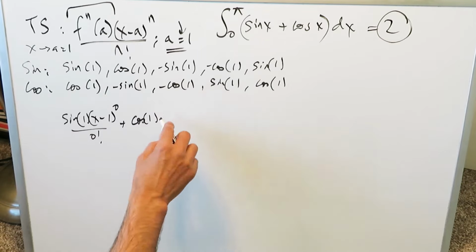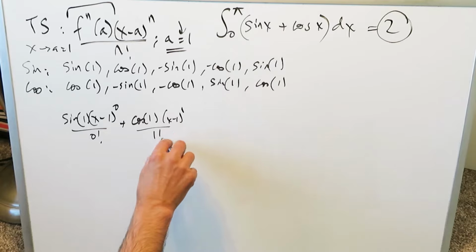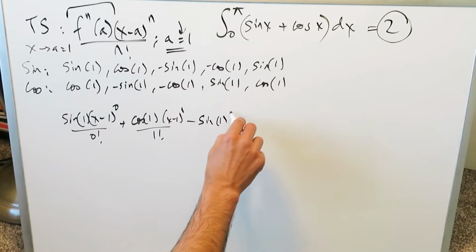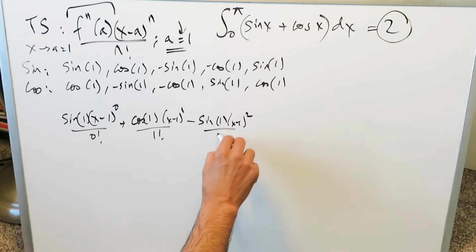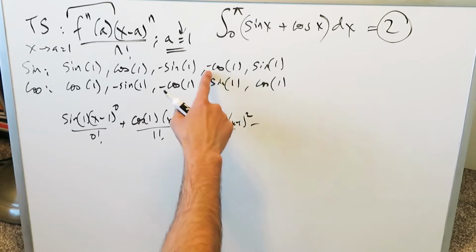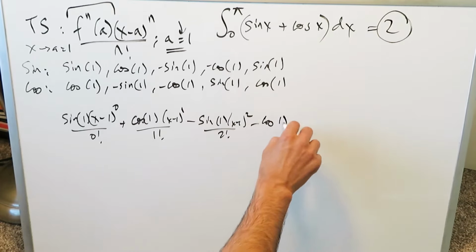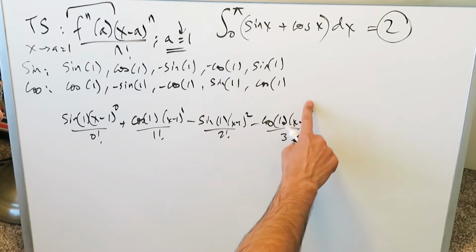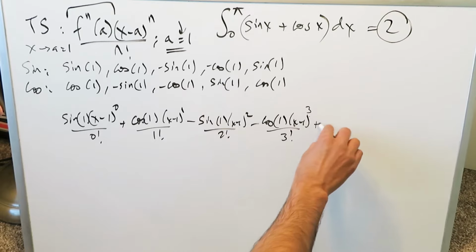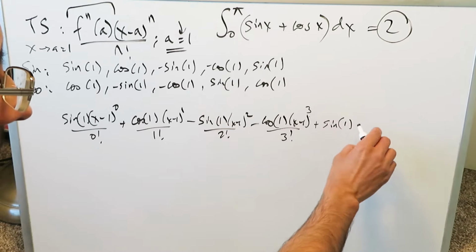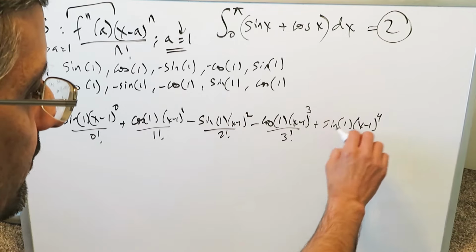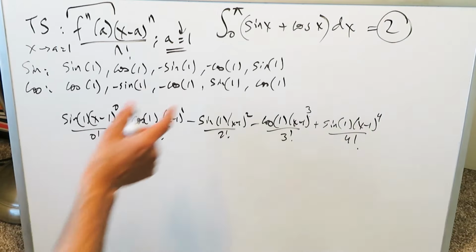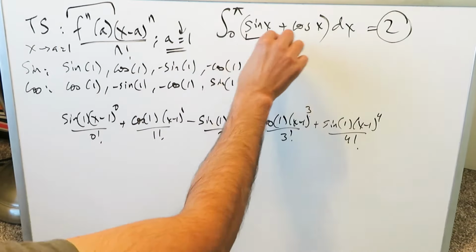plus cosine of 1. You're coming here, x minus 1 to the power of 1 divided by 1 factorial, minus, you see this minus, don't forget that, sine of 1, then x minus 1 to the power of 2 divided by 2 factorial, minus right here cosine of 1, x minus 1 to the power of 3 divided by 3 factorial. We're only going up to 4: plus sine of 1 times x minus 1 to the power of 4 divided by 4 factorial. That's coming here from the series expansion of sine x, which is this part right over here.